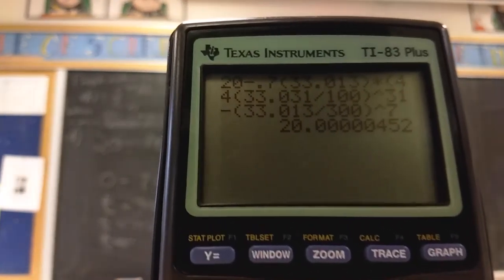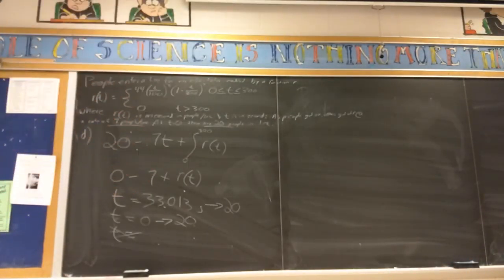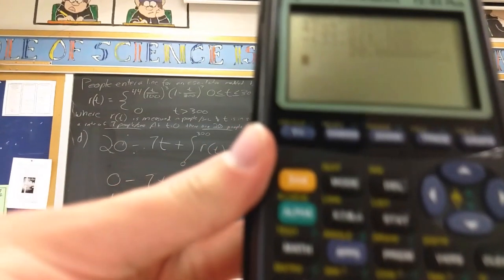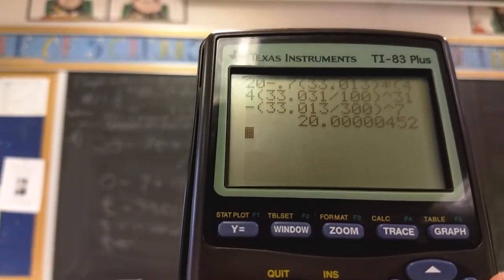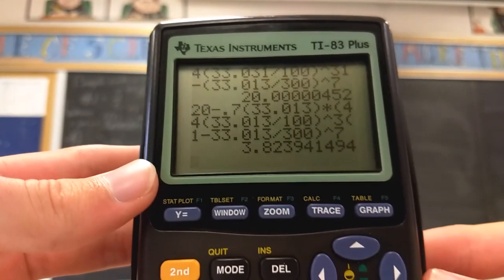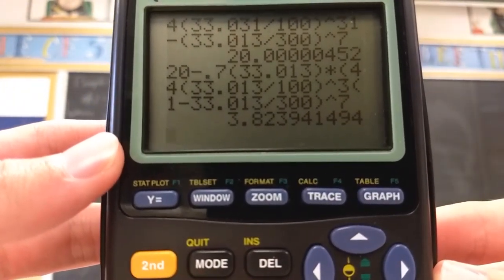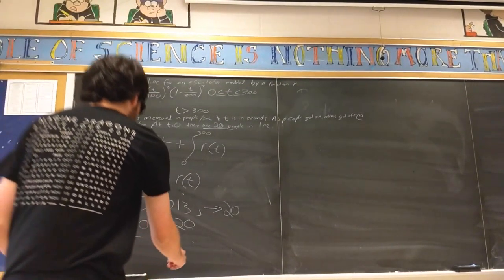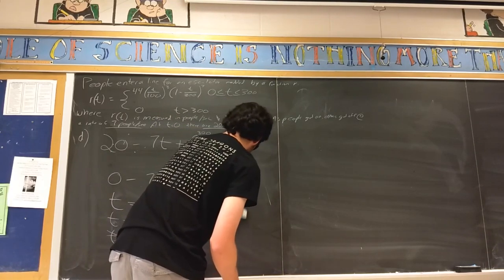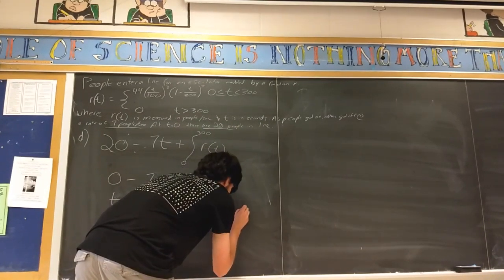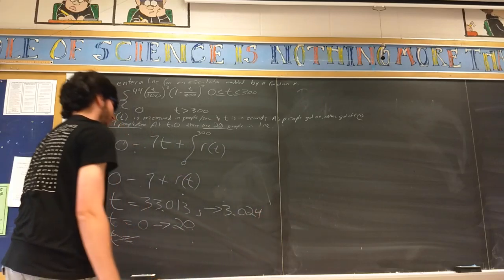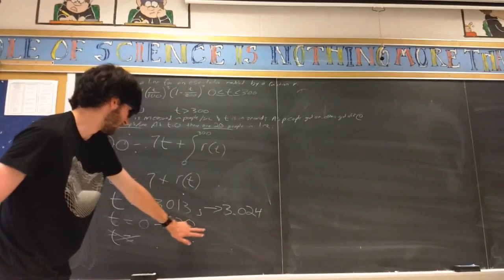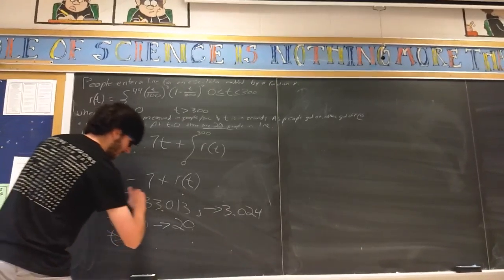We're left with 20 people. Alright, turns out I entered this in my calculator a little wrong. I accidentally put it to the power 31. So let's do some number punching real fast. There we go. When you enter the numbers correctly in your calculator, you should get 3.024 people. As you can see, 3.024 is less than 20, so our minimum is about 3 people.